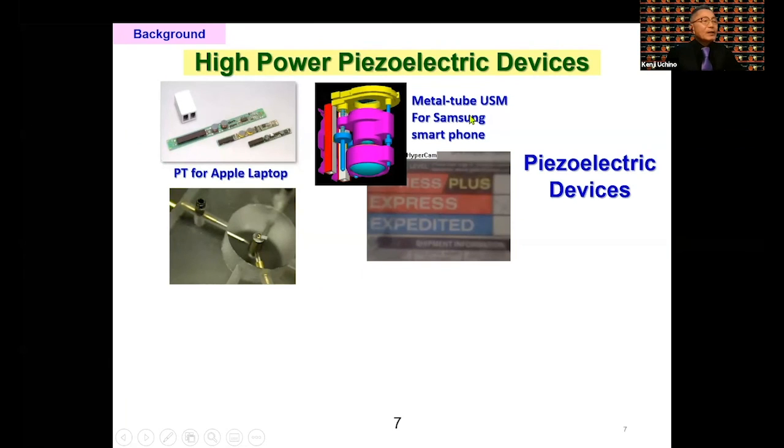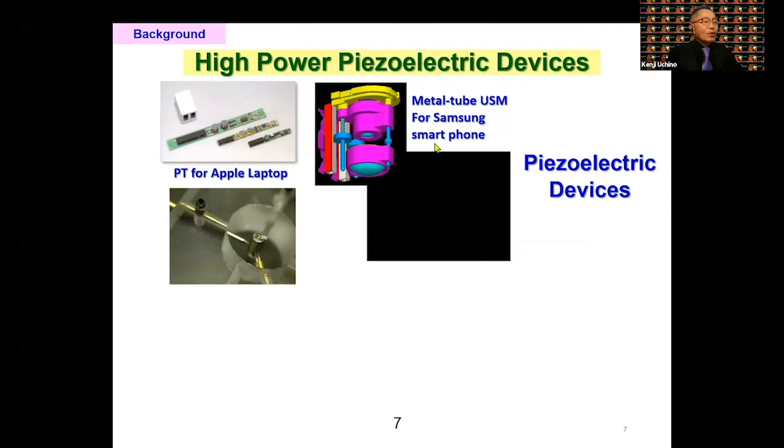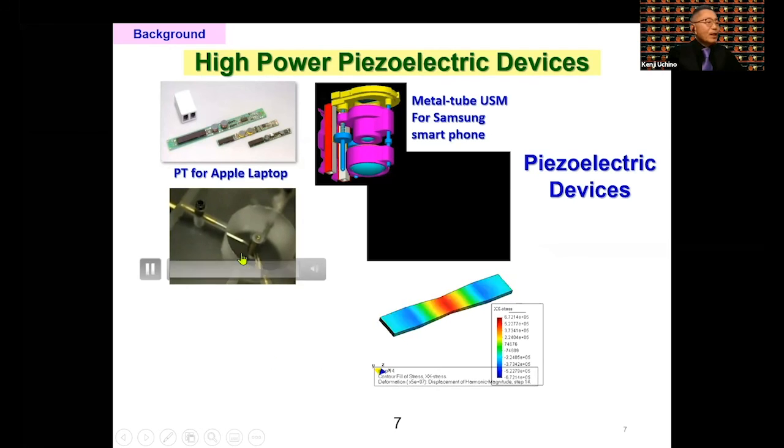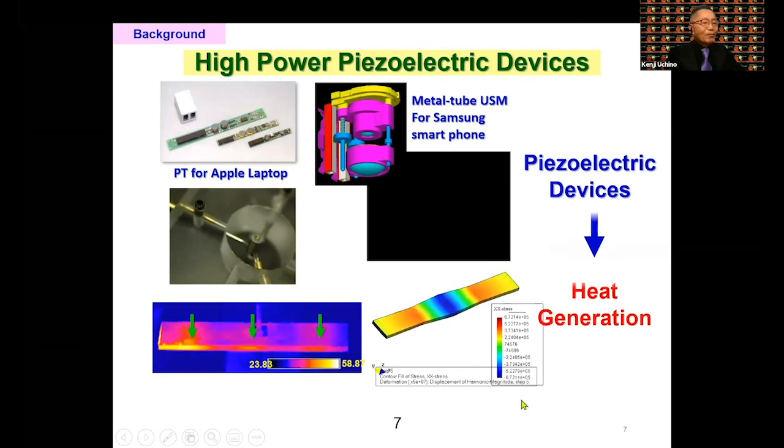And the next one is the metal tube ultrasonic motor. This is one of the smallest motors. You have probably seen it, and in collaboration with Samsung Electro-Mechanics, we developed the metal tube ultrasonic motor, which was the first smartphone camera module. Anyhow, during this period, this is just the Apple computers.